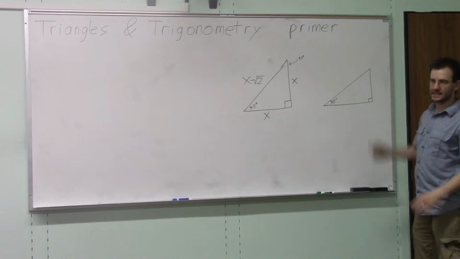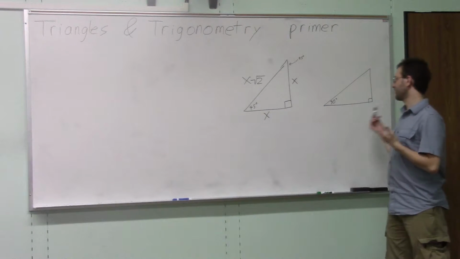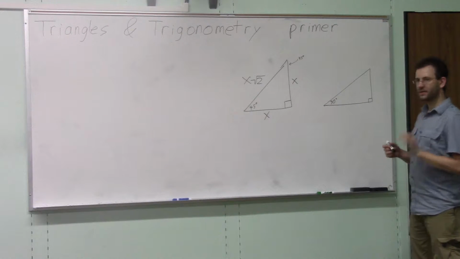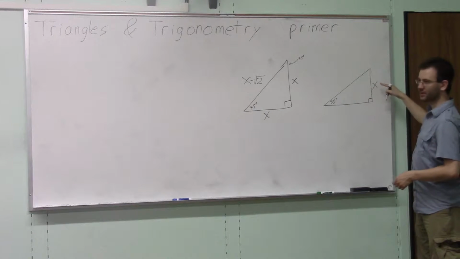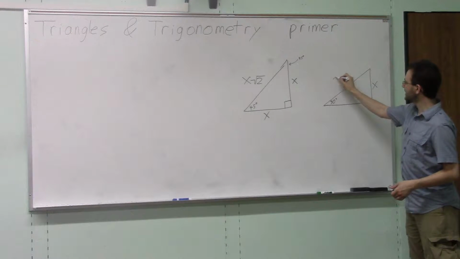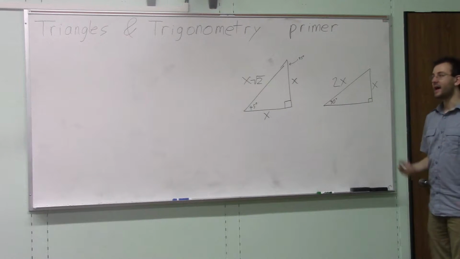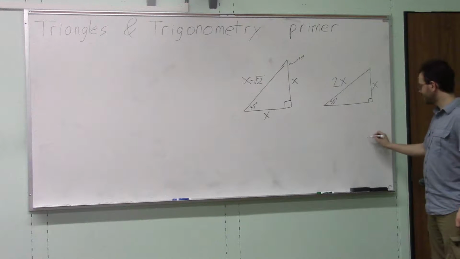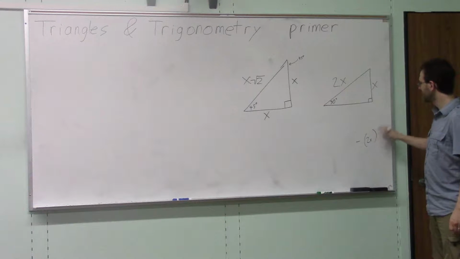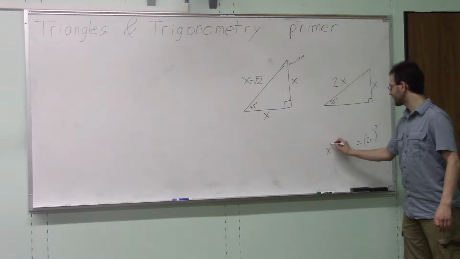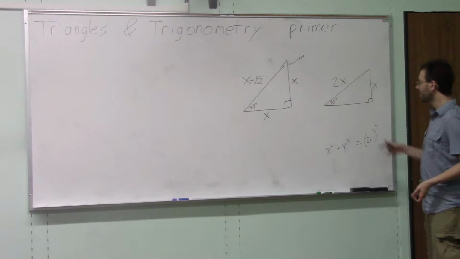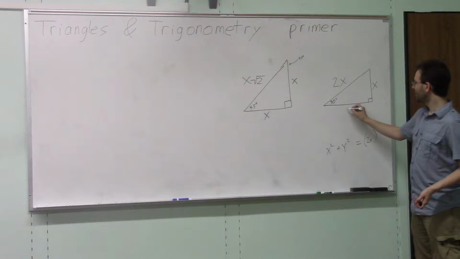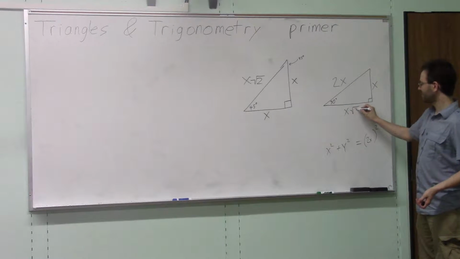If this is 30, this is 60. The reason they bother with this one is because one of the ratios is actually really clean. Whatever the shortest side is, the side opposite the 30-degree angle, the hypotenuse is always exactly double that. And again, if you use Pythagoras, 2x squared equals x squared plus y squared, you can figure out that y, the length of this, is whatever x is times the square root of 3.